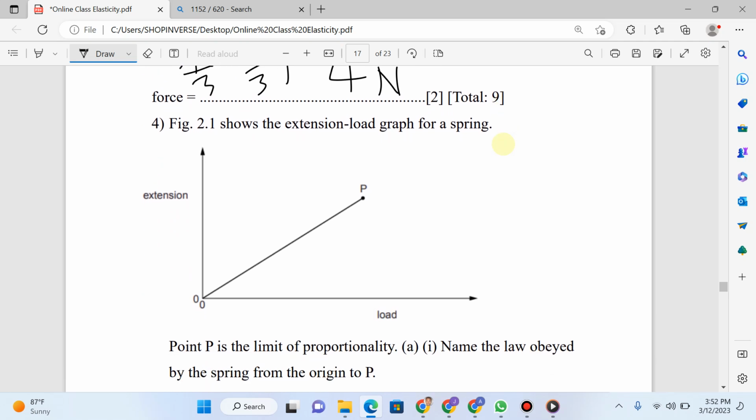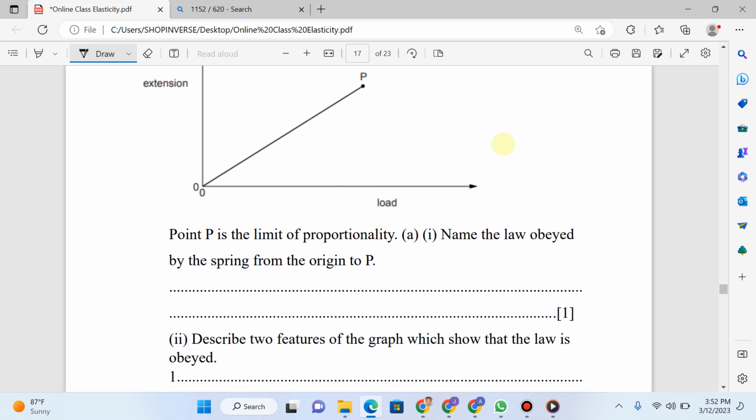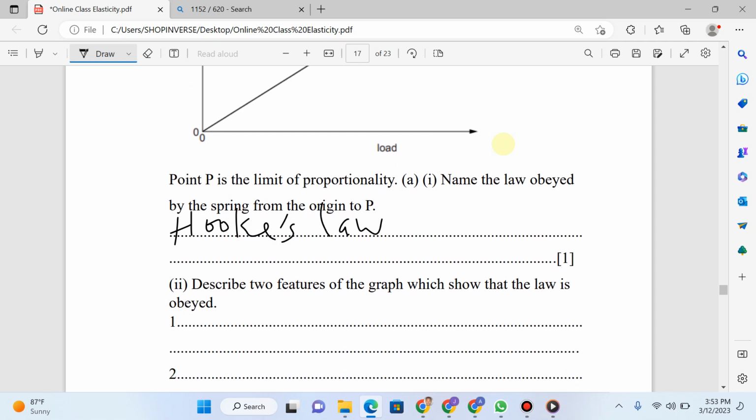Question 4. Figure 2.1 shows the extension load graph for a spring. Point P is the limit of proportionality. A. Name the law obeyed by the spring from the origin to P. What law is that? That's the law obeyed by every elastic material, Hooke's law. Describe two features of the graph which show that the law is obeyed.